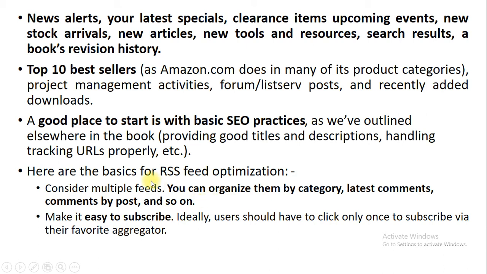See, if you have more than one feed for a particular topic, at that time you can arrange those feeds based on the categories. Say for example, suppose one feed is related with a particular product, one is related with the news alerts, right? One is related with upcoming events. So you can make a category of RSS feed and arrange it based on the category, based on the latest comment, or comments by post, and this way you can apply sorting or you can manage multiple feeds at a time.